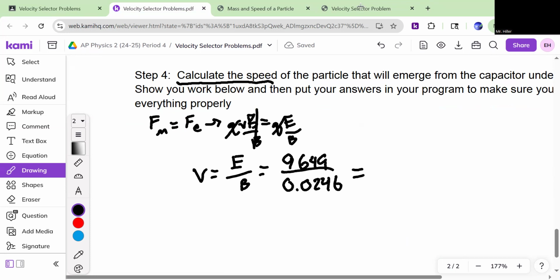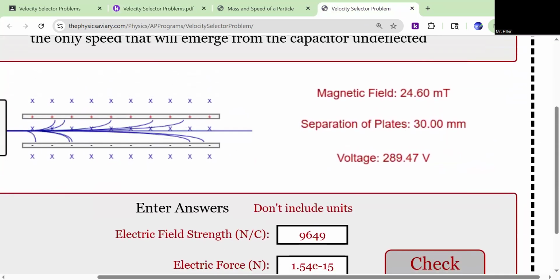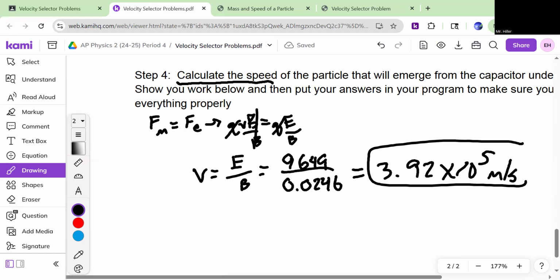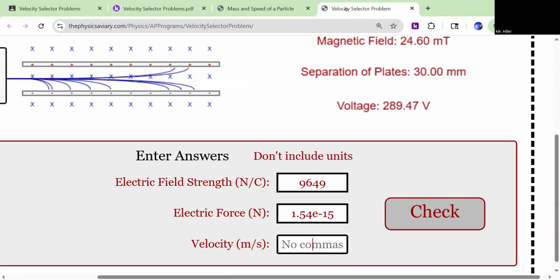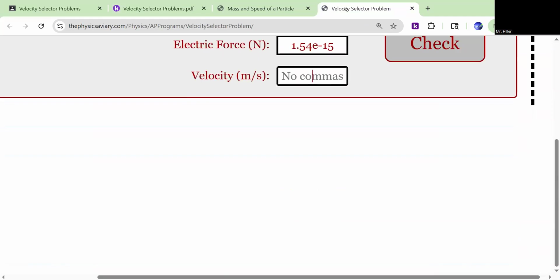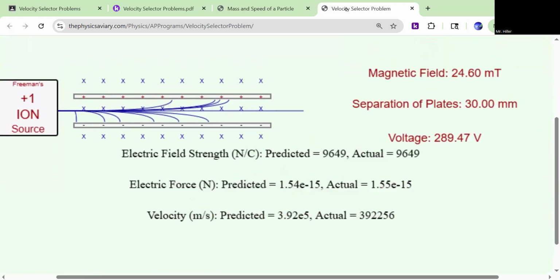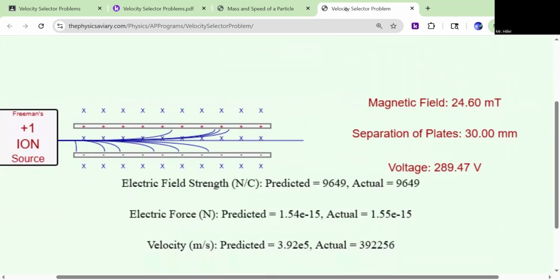0.0246. Let me just double check that. Wait, 0.0246, yes. Okay, and I'm looking at a speed of 3.92 times 10 to the 5th power. So it'll be pretty fast. And there we go. It worked.